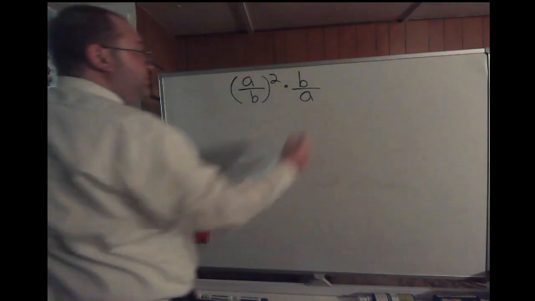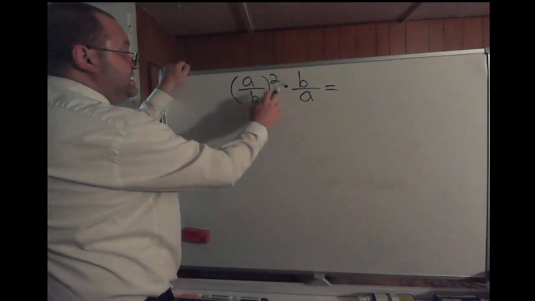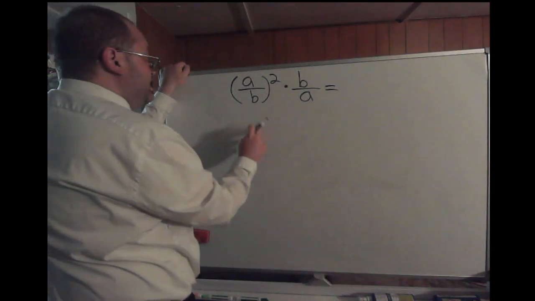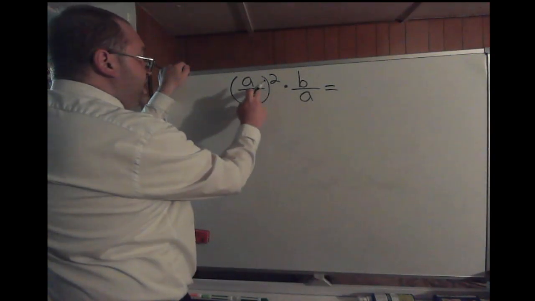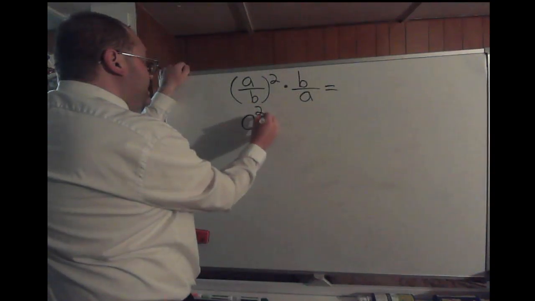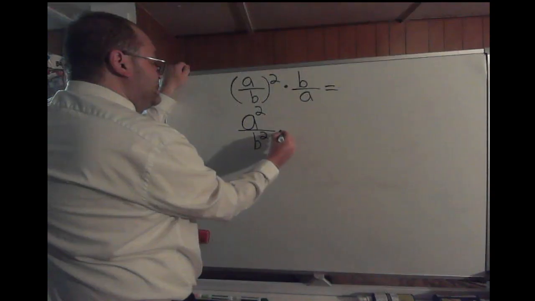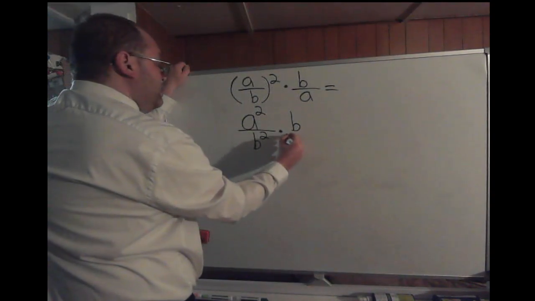Alright, well, let's start out here. Order of operations dictates the exponents come first. So a over b to the second power is going to yield a to the second power over b to the second power. You'll take that times b over a.